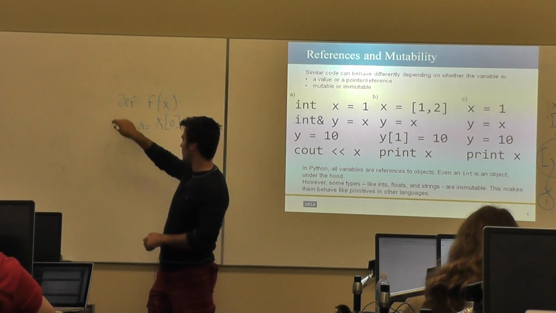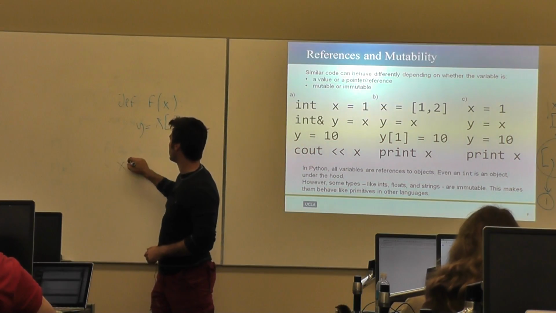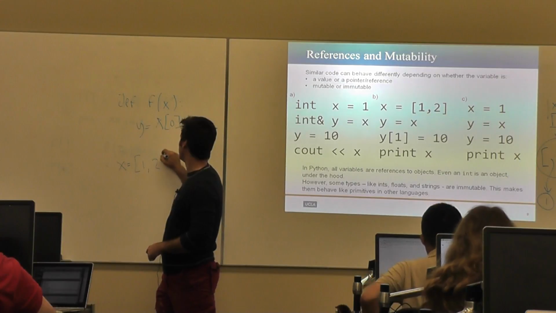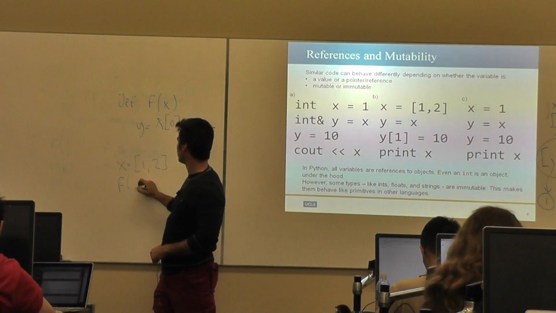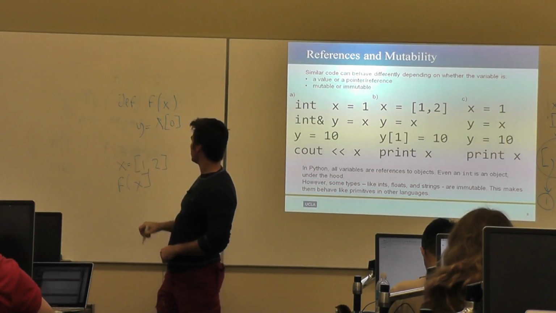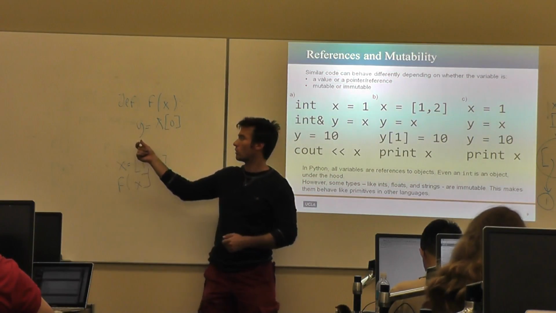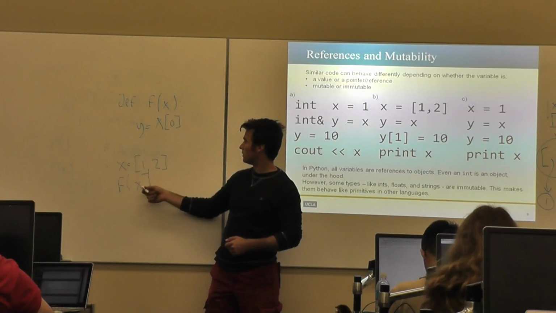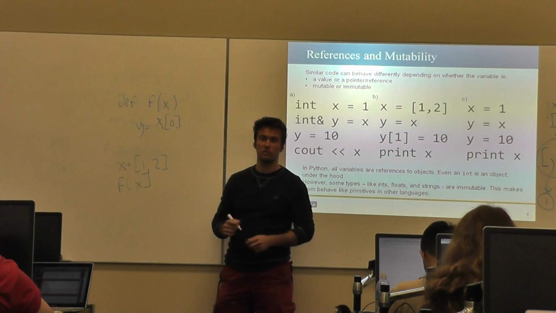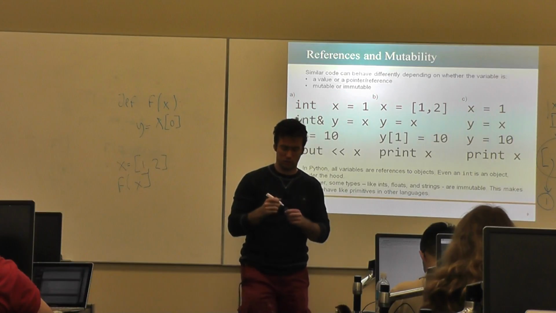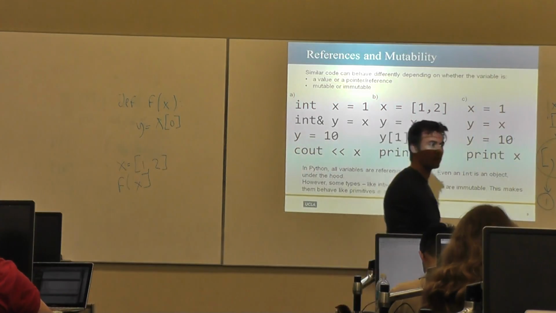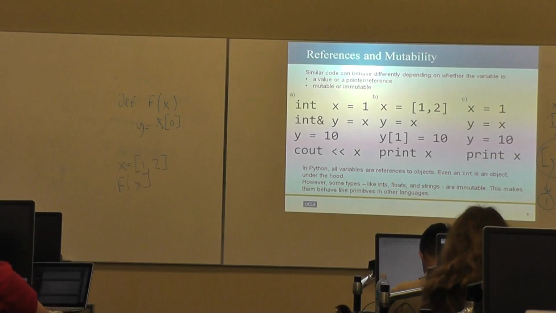So if I define my function, I say x gets 1, 2, and I call f of x, then there shouldn't be any problem. It should store the zero value of this x in the variable y locally. Okay. So I'll take a look at your code. Yeah, it should work like you expect.